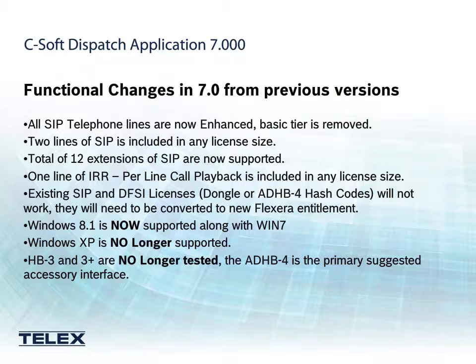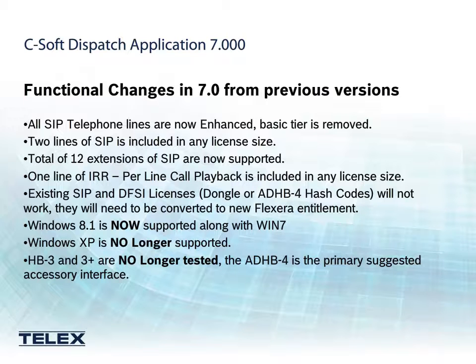Some of the functional changes in 7 from previous versions are: all SIP telephony lines are now enhanced or full-featured. The basic tier has been removed. 2 lines of SIP are included in any license size, and a total of 12 extensions of SIP are now supported from the previous 6. 1 line of the new IIR or per-line call playback is included in any license size. Additional lines can be purchased as an option.